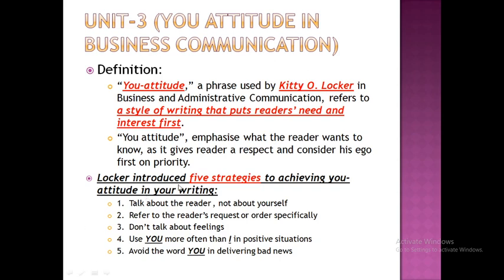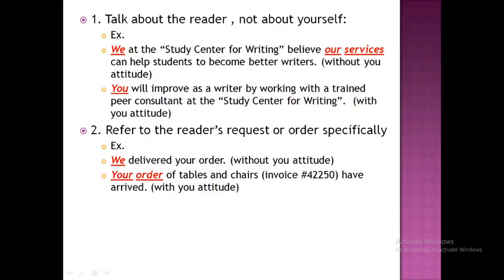Locker introduced 5 strategies to achieve U attitude in writing. There are 5 strategies which Kitty Locker gave us. These 5 are: talk about the reader, not about yourself; refer to the reader's request or order specifically; don't talk about feeling; use you more than I in positive situation; and avoid the word you in delivering bad news. So these are the 5 strategies. We will understand all 5 one by one on the next slide. The first one is talk about the reader, not about yourself.